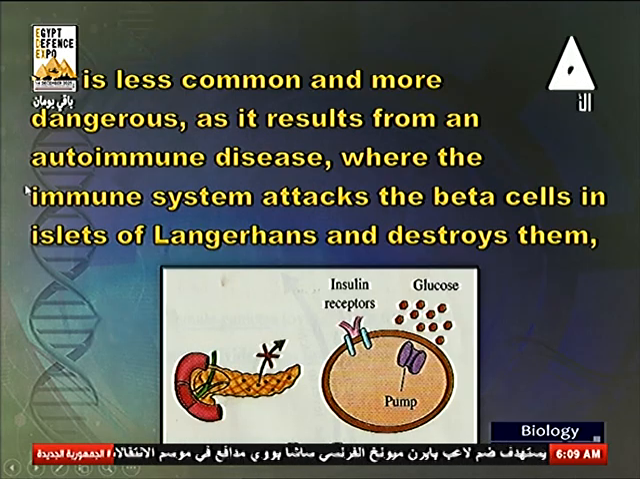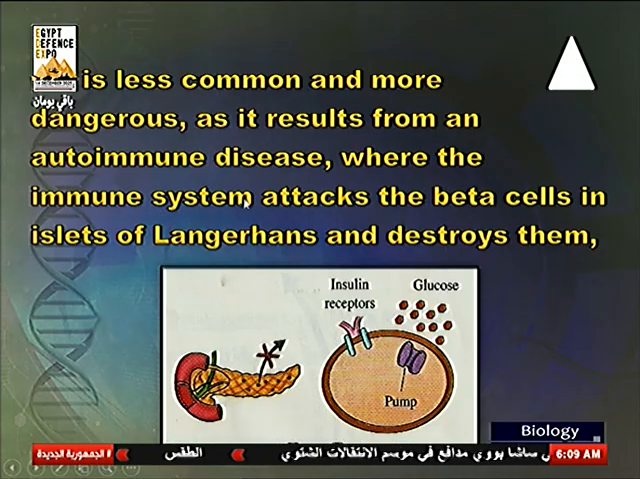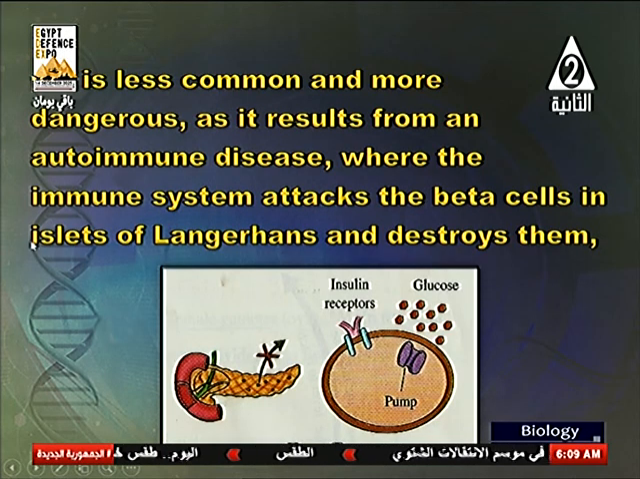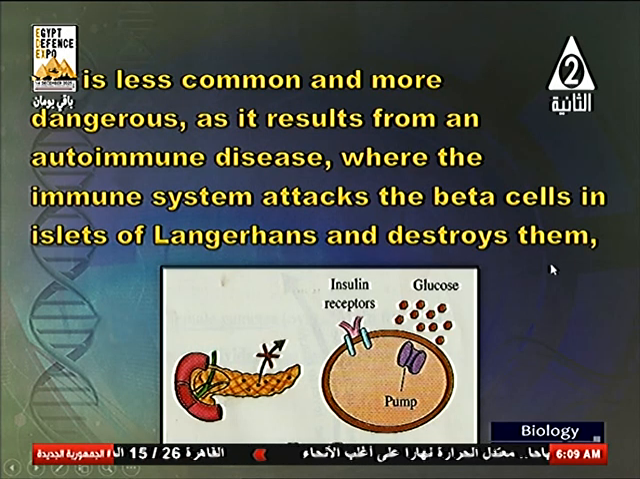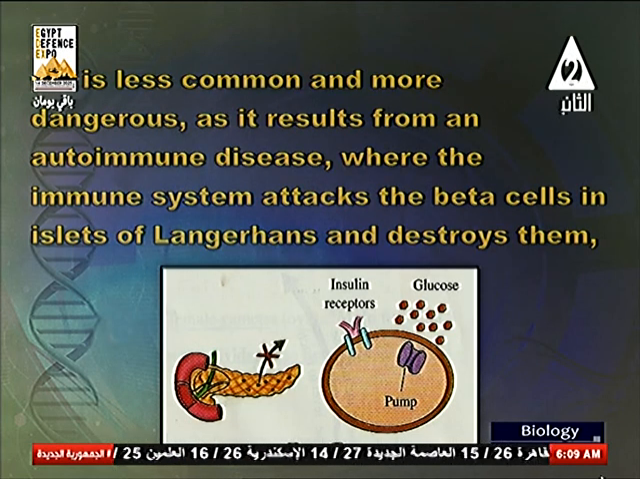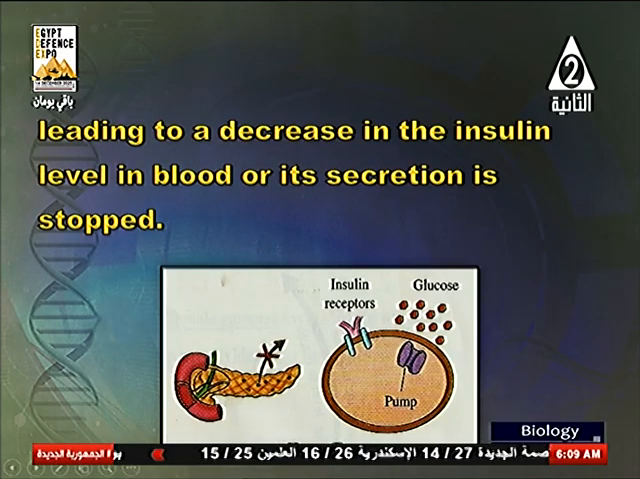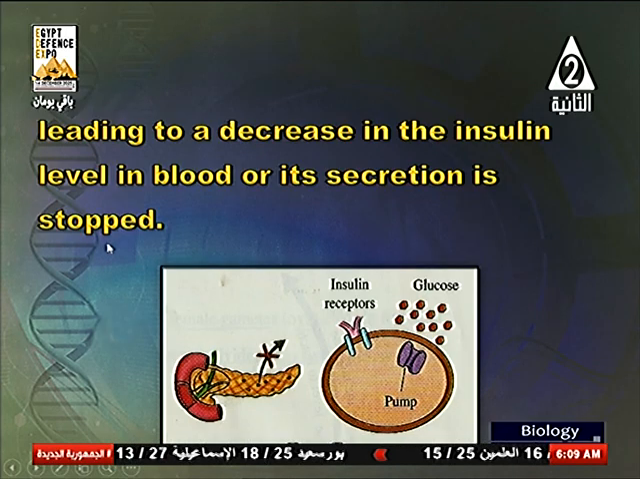Another reason is an autoimmune disease where the immune system attacks the beta cells in the islets of Langerhans, which secrete insulin, and destroys them, leading to a decrease in the insulin level in blood or its secretion stopping.